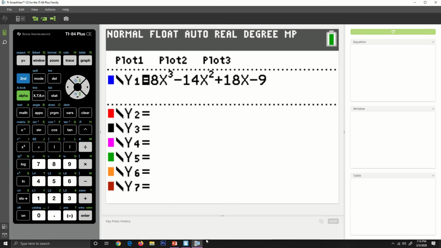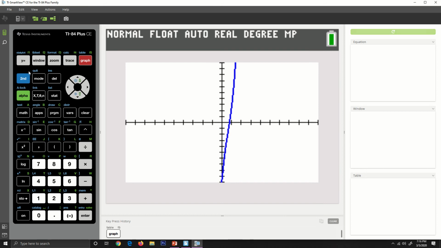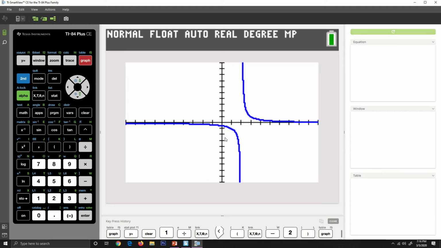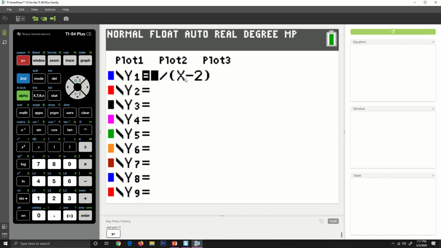Okay. And so just a real simple one, that's from last time. Let's clear this out. Let's just go 1 divided by parentheses x minus 2. All right, so here we have a vertical asymptote at x equals 2. And the reason that ends up being is because we have a division by 0. And the domain of this function is all real numbers except for x equals 2.